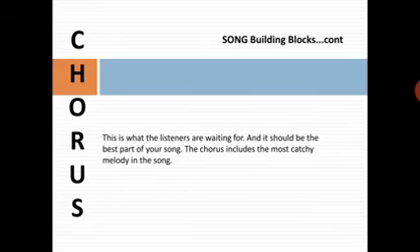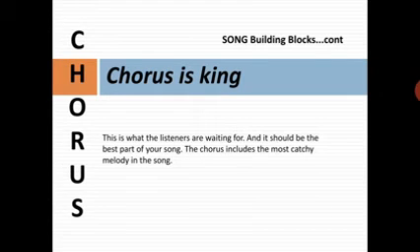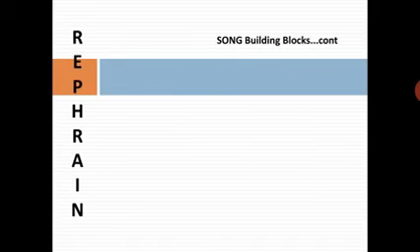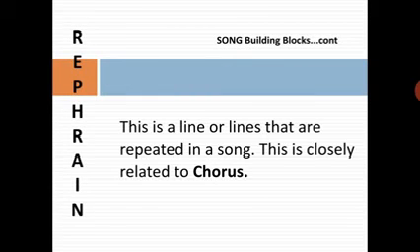The other part is chorus. Wow. Now, chorus is what the listeners are waiting for. And this should be the best part of your song. The chorus includes the most catchy melody in your song. Now, somebody said, chorus is king. Say, chorus is king. Because if you don't get the full attention of your listeners by your chorus, then you don't get them at all. It will be difficult for you to get them to stay and listen to your song till the end. All right, so spend time on your chorus.